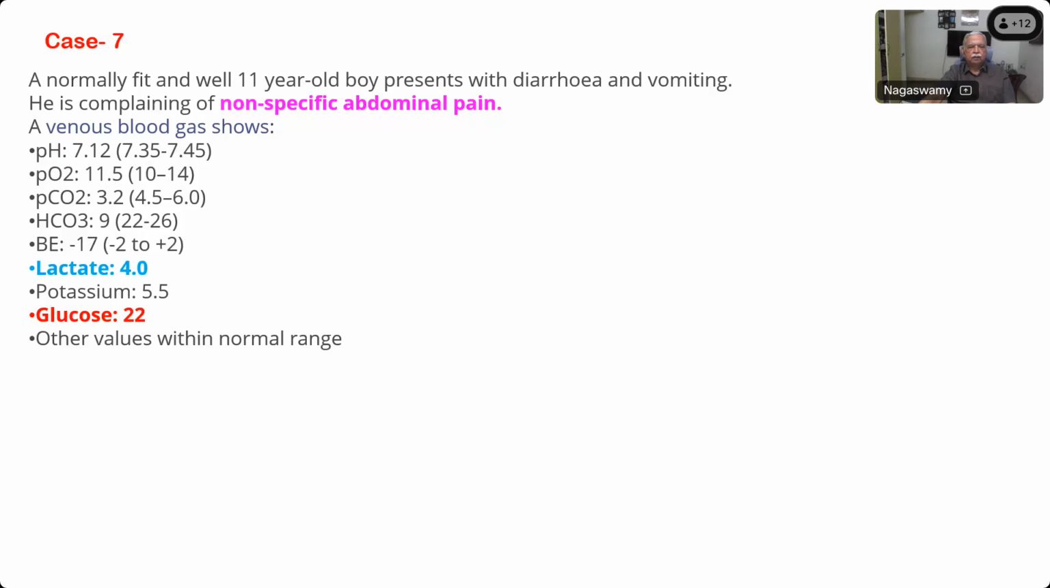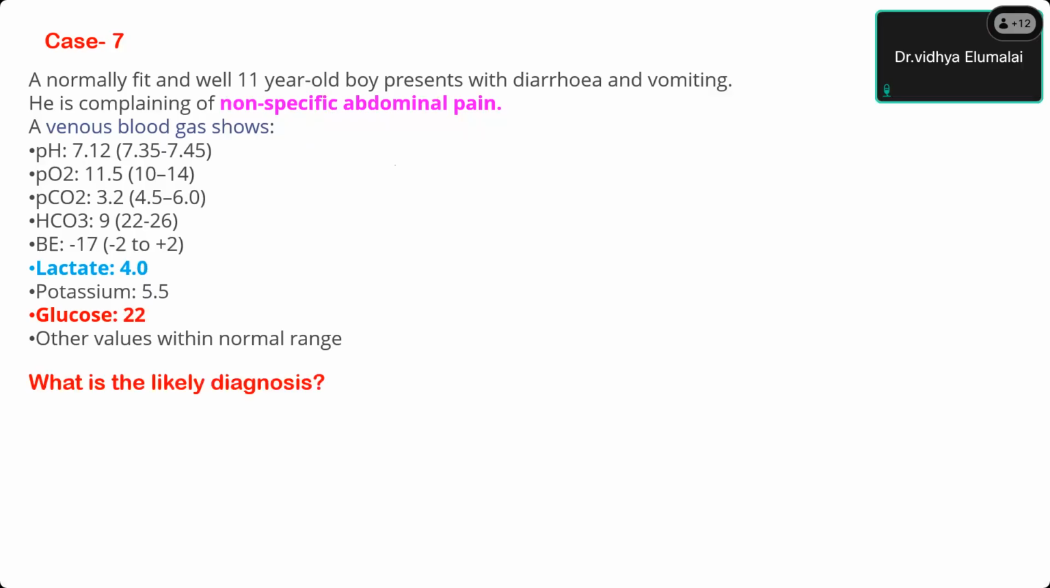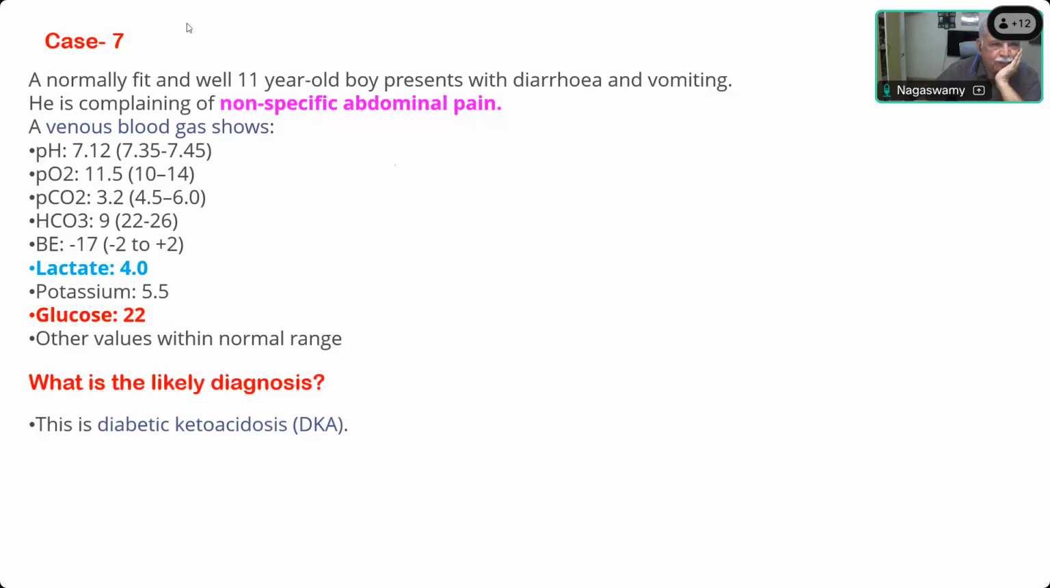What is the interpretation? What is very obvious in this? Metabolic acidosis, and potassium and glucose are also very high. Lactate is also high. And he is an 11-year-old boy. He complains of non-specific abdominal pain. Type 1, diabetic ketoacidosis. So diabetic ketoacidosis. The patient may be an insulin-dependent diabetic, juvenile diabetic.